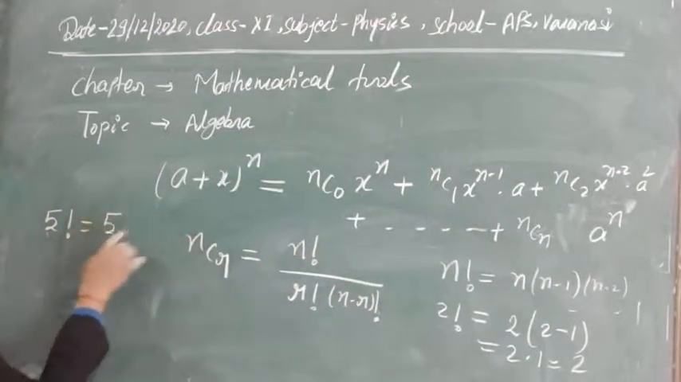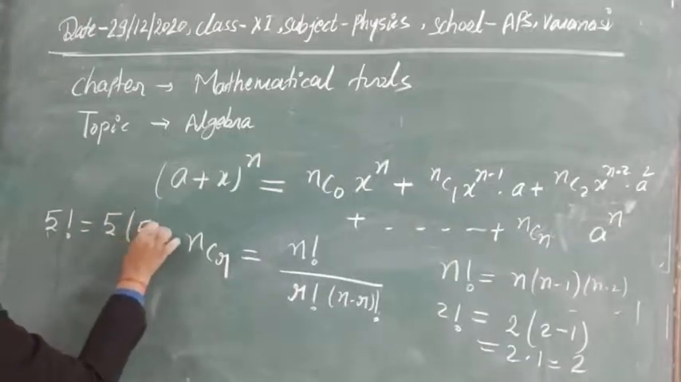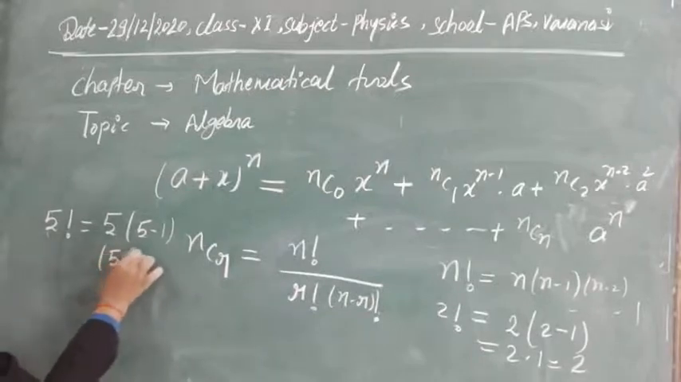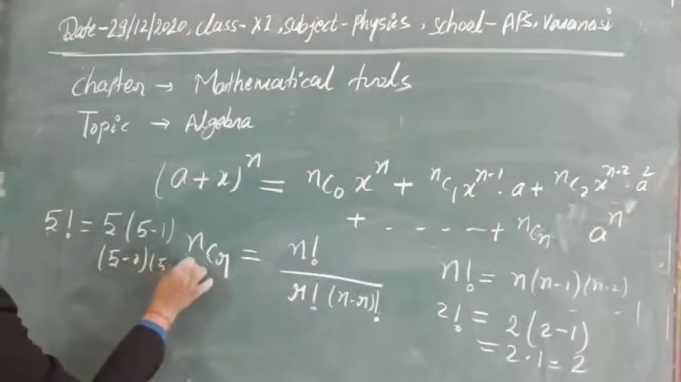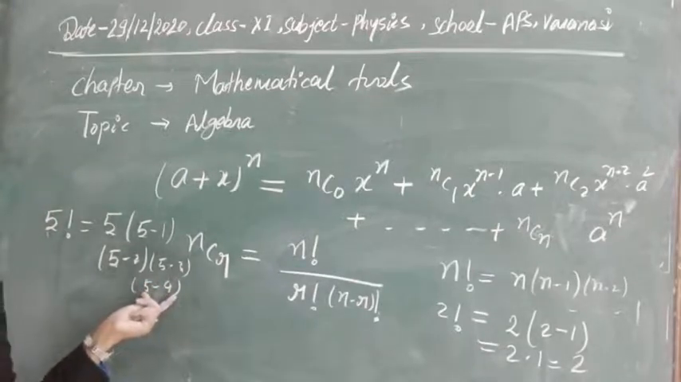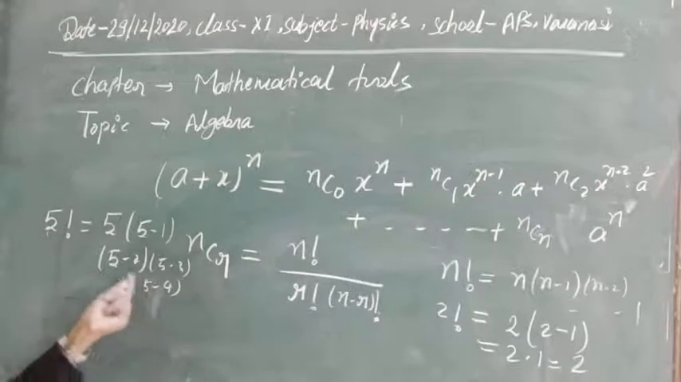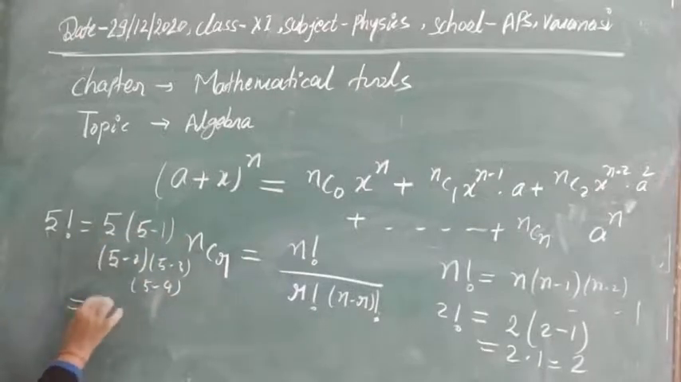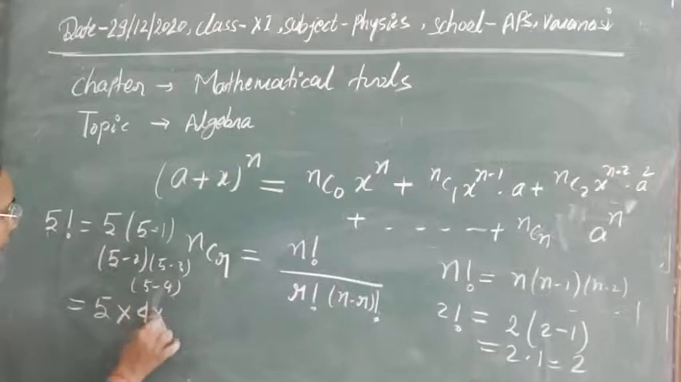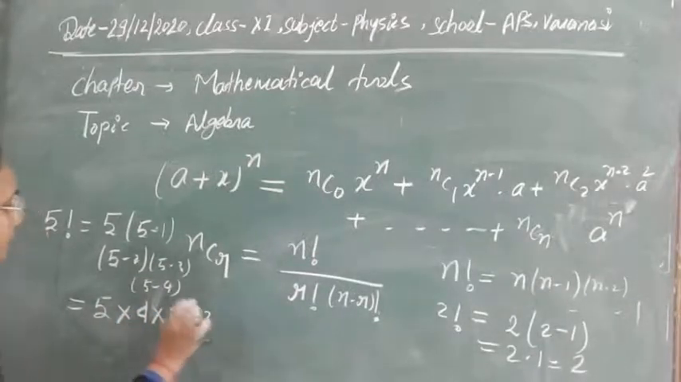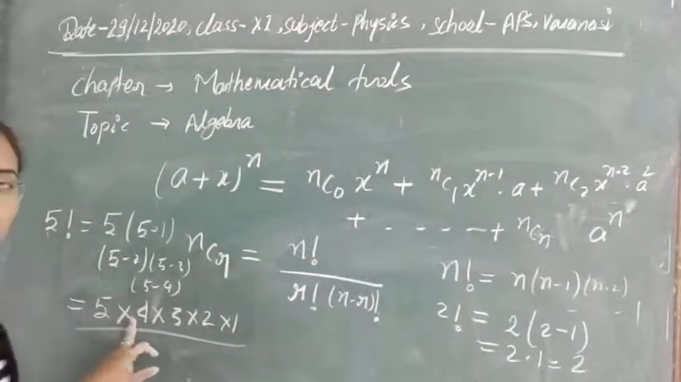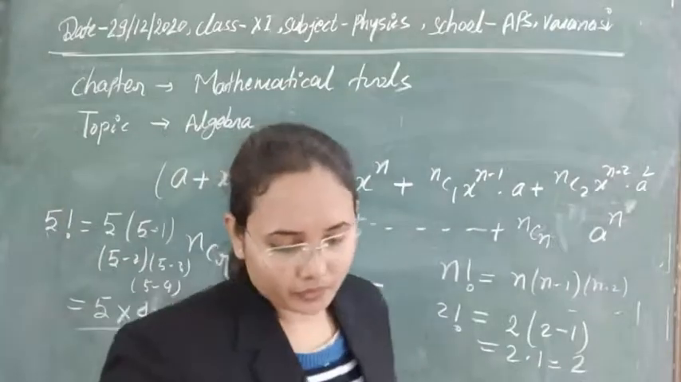This will be n, this is 5, this is 5 minus 1 into 5 minus 2, 5 minus 3, 5 minus 4. And now you are seeing that at this 5 minus 4 we are getting 1 here. So if you hold it as a whole, you will see this is 5 into 4, this is 3, this is 2, and finally this is 1. Multiply all these terms, this will give you the value of factorial here.